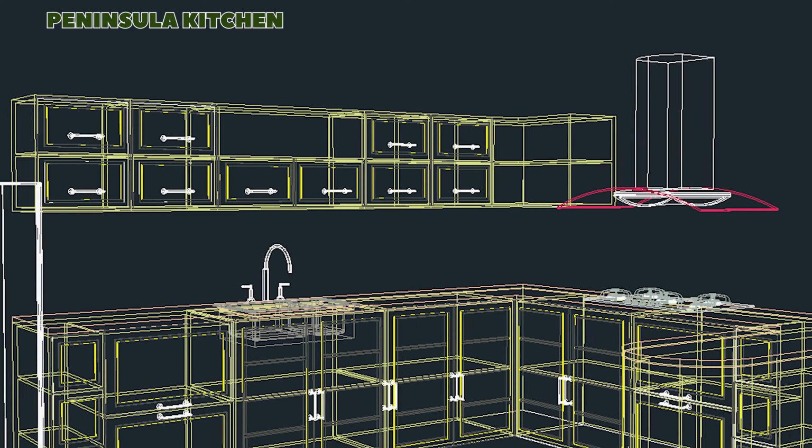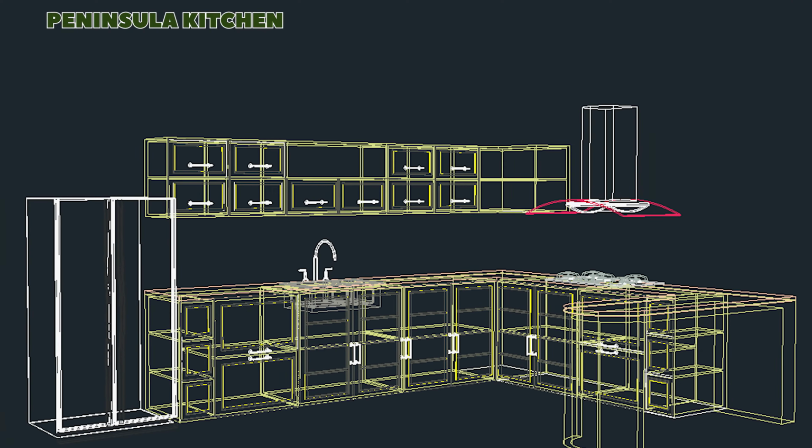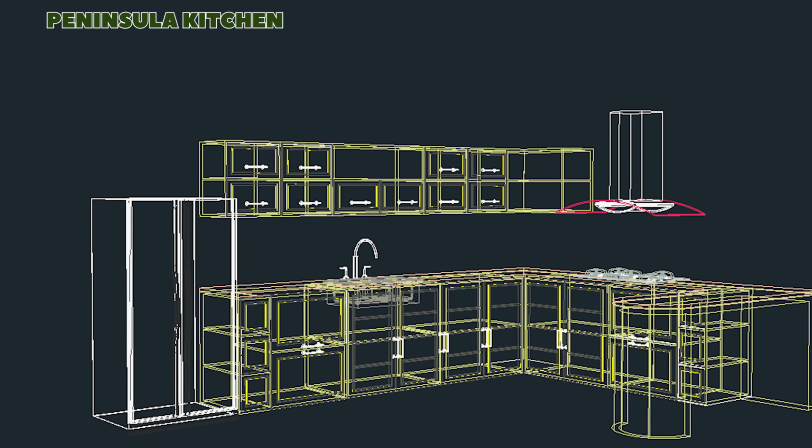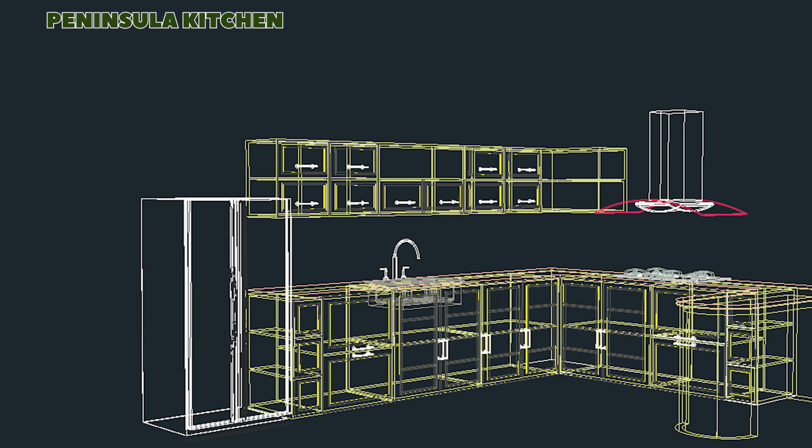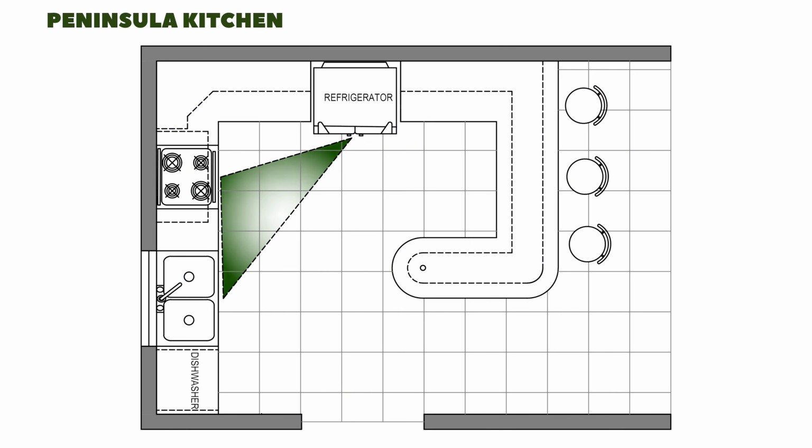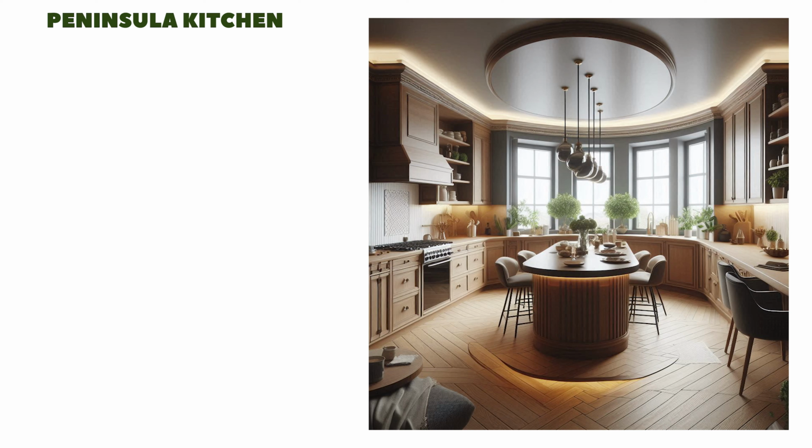Opting for rounded corners on peninsulas and kitchen islands is a practical design decision to prevent painful collisions, especially in busy areas. Rounded edges not only create a softer, more inviting appearance, but also improve safety and promote smoother movement throughout the kitchen, resulting in a more functional and user-friendly layout.